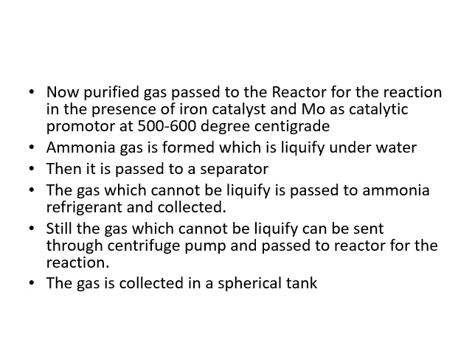Now the purified gas is passed through the reactor for the reaction in the presence of iron catalyst and molybdenum as a catalytic promoter at 500 to 600 degrees centigrade. Ammonia gas is formed, which is liquefied under water. Then it is passed through the separator. What's the role of the separator? The separator separates the gas from the liquid. The gas which cannot be liquefied is passed to the ammonia refrigerant and then collected in liquid form. Still, the gas which cannot be liquefied is sent through the centrifuge pump and passed to the reactor for the reaction. And finally, the ammonia is collected in a spherical tank.